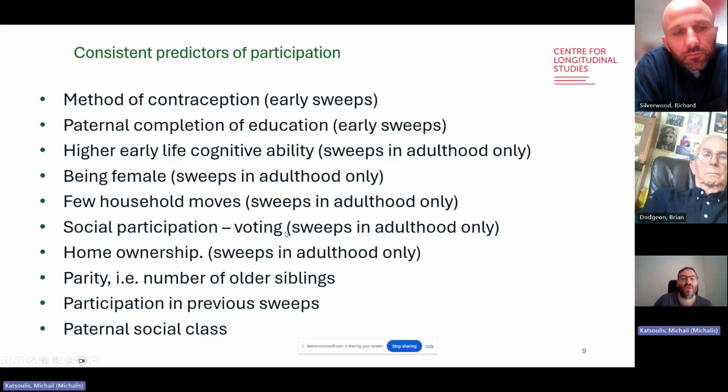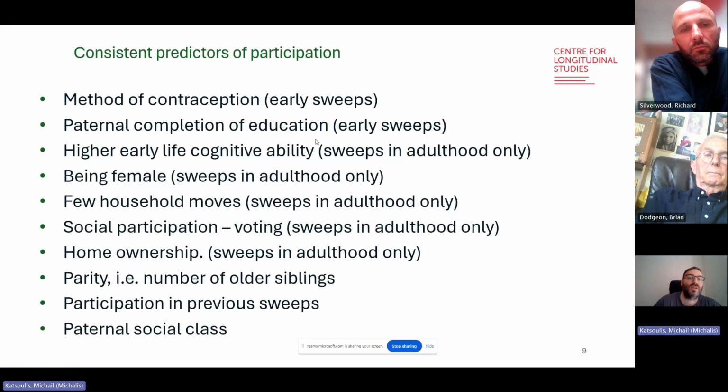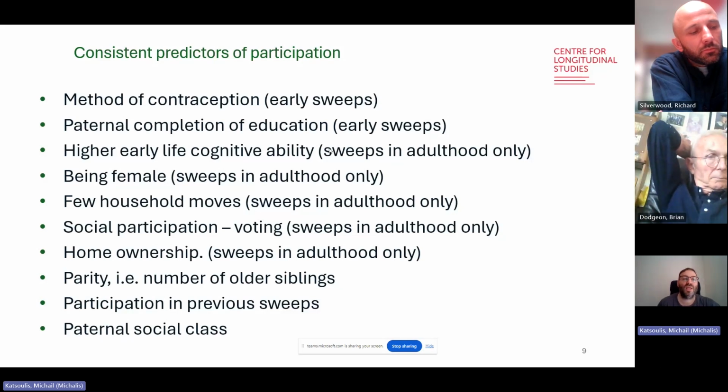Social participation, voting, again, this is for sweeps in adulthood only. Home ownership in adulthood. And these three variables: parity, which means number of older siblings, participation in previous sweeps, and paternal social class, both for early sweeps and also in later sweeps in adulthood. So these were the variables that we identified as consistent predictors of non-response, either at early sweeps or at later sweeps, or both. So someone now will ask, okay, does this method really work?